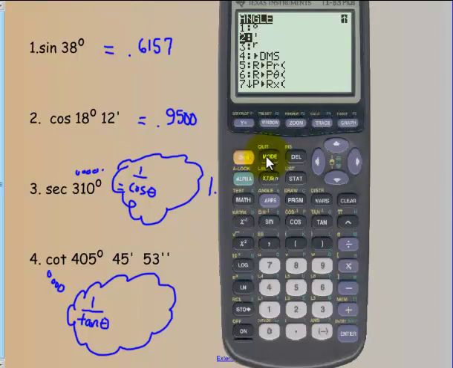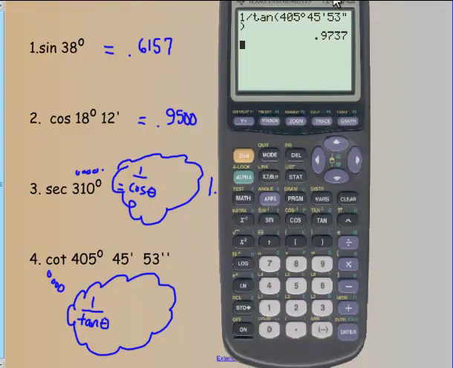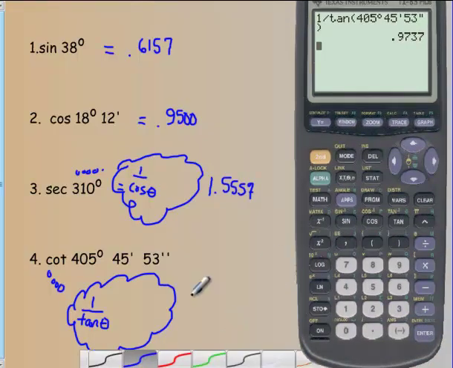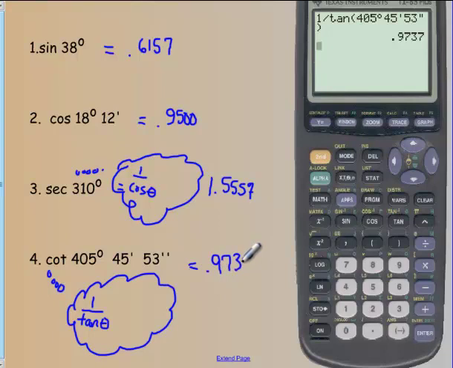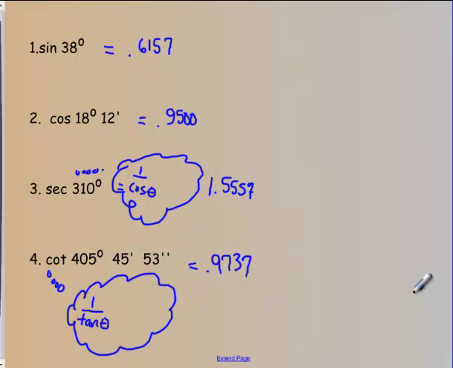All right, so let's go back here. Now I'm going to have to press green plus sign, and it comes up. And there's my answer. 0.9737. And actually, you know what? That's it for today. I'll handle the degree, minute, second key tomorrow. Enjoy your short lesson.